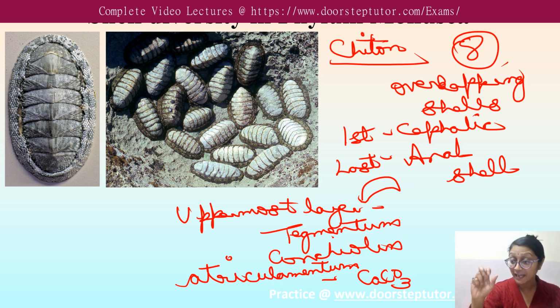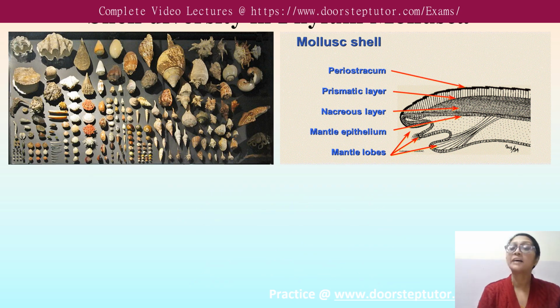So this is the first kind of shell, where 8 shells are arranged one over another, overlapping, and they can be retracted, so that the animal can fold or roll itself up in case of any danger. Now, the shell diversity in phylum Mollusca is actually very diverse. We can see in the picture on the left hand side that there are so many shells. Usually, gastropods are known for their shells, but the other classes, like Bivalvia, Scaphopoda and Polyplacophora, also have different styles of shells that make them distinct.